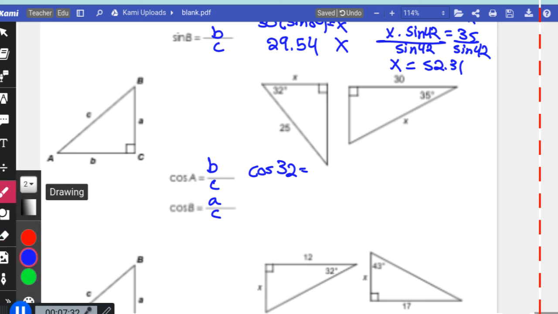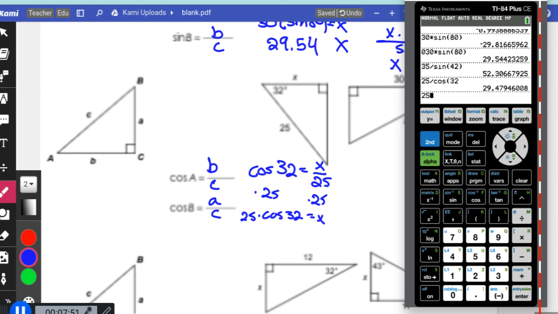All right, rewriting it: adjacent over hypotenuse. To get x by itself this time, I just multiply by 25. So 25 times cosine of 32 equals x. 25 times cosine of 32. Come on. x equals 21.2. That makes much more sense in the picture.